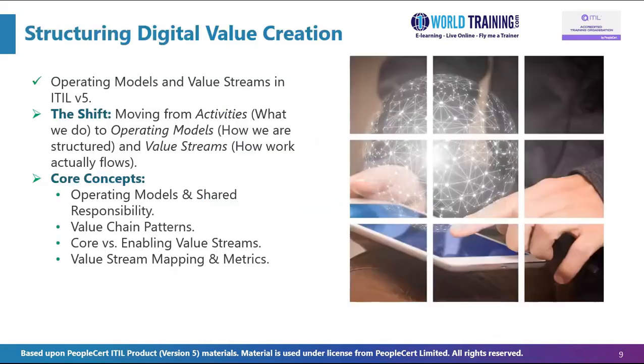Structuring digital value creation. The shift from section 9 to section 10 is a shift from what activities are performed to how is value actually structured. 4 core concepts: operating models and shared responsibilities in terms of who owns what, value chain patterns. There are 6 models: core versus enabling value streams. This is customer facing versus internal, and value stream mapping and metrics, measuring the flow.